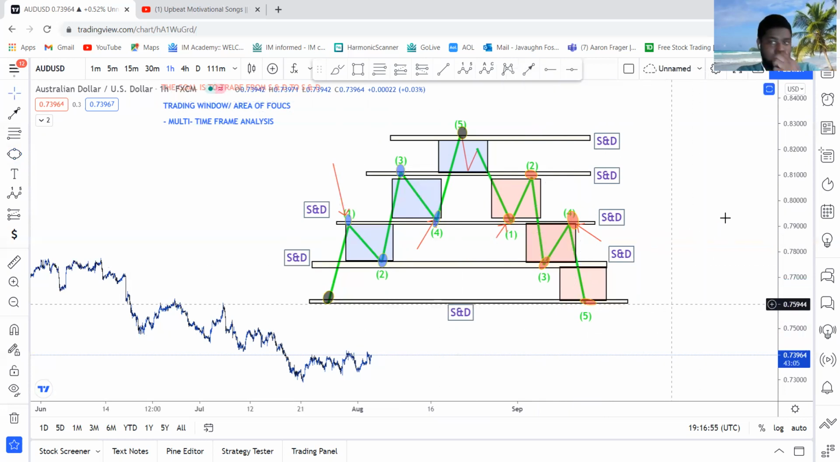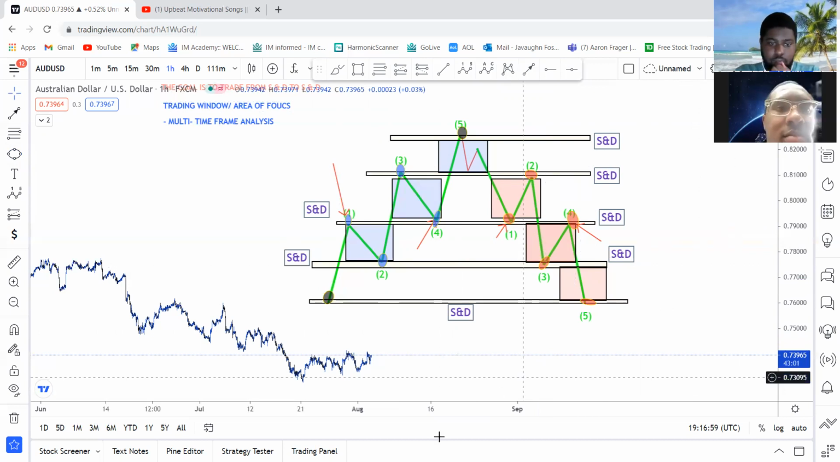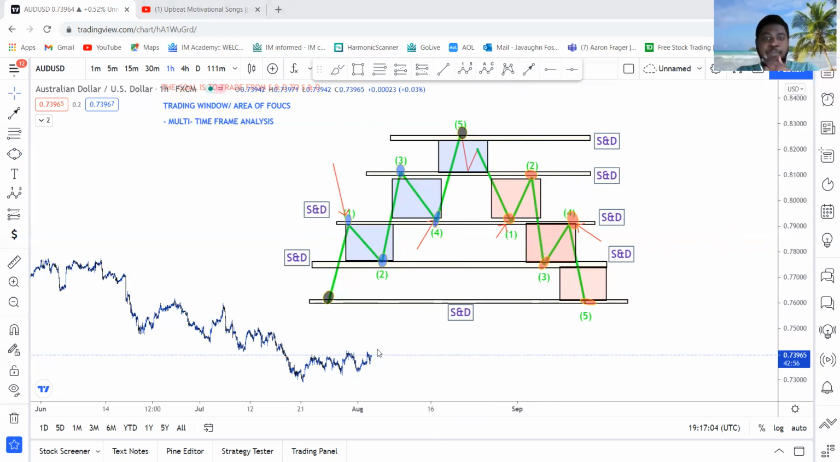Yeah. So that is what... give me one second. Right. So that is what an uptrend is and a downtrend.